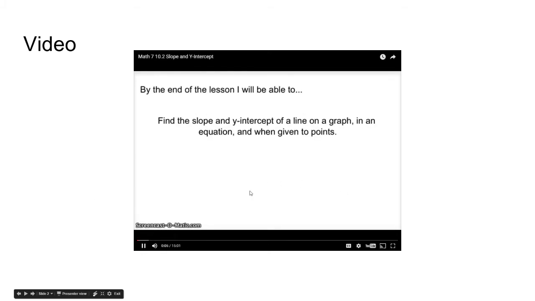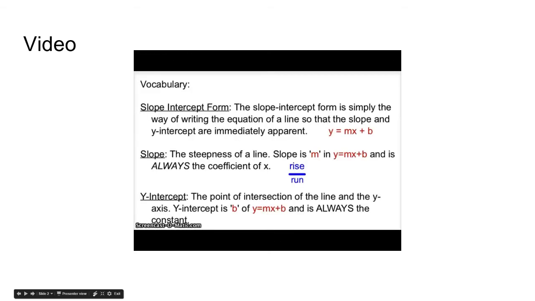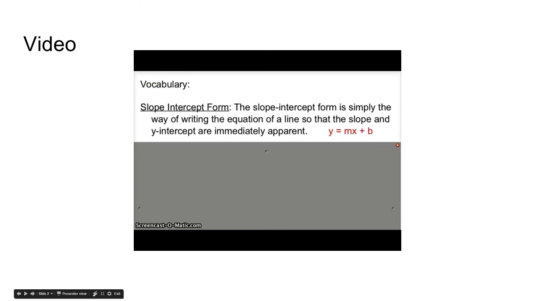I will be able to find the slope and y-intercept of a line on a graph, in an equation, and when given 2 points. The vocabulary for this section is kind of overwhelming, so let's start with just slope-intercept form. Slope-intercept form is simply a way of writing the equation of a line so that the slope and the y-intercept are immediately apparent.